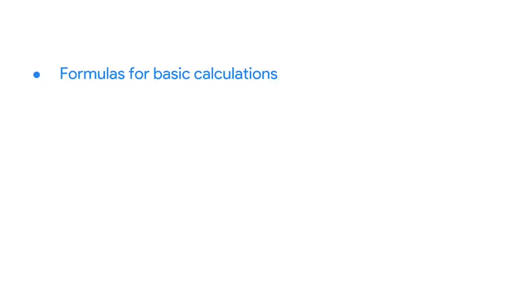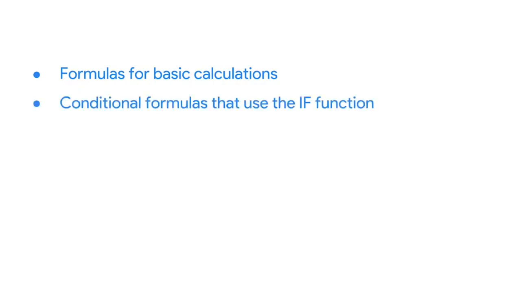Over the next few videos, I'll show you some ways to be as efficient as possible while completing calculations during your analysis. We'll start by revisiting spreadsheets, where we'll look at formulas for basic calculations. Then we'll move into conditional formulas that use the if function to check whether a condition is met through a calculation. After that, we'll explore the multifunctional sum product function. Try saying that 5 times quickly. Sum product adds and multiplies all in one step, so it's very useful.